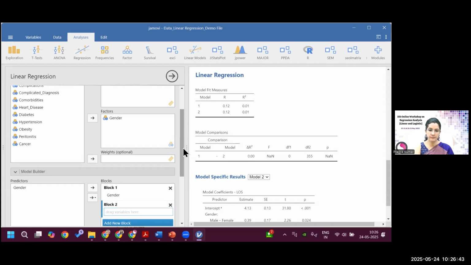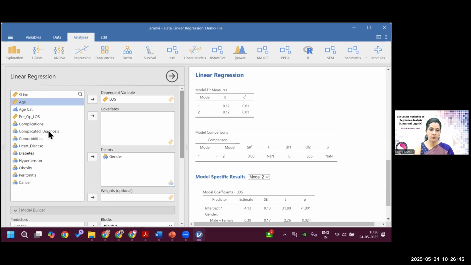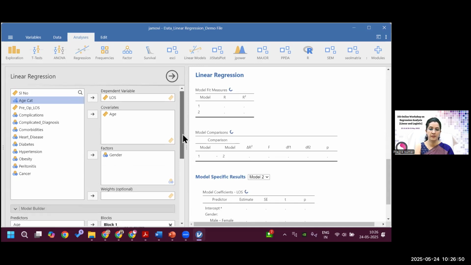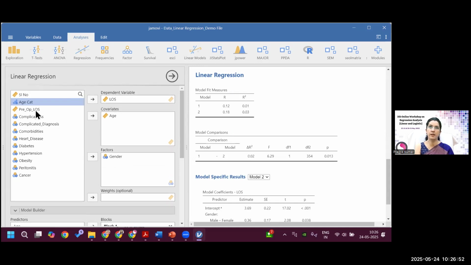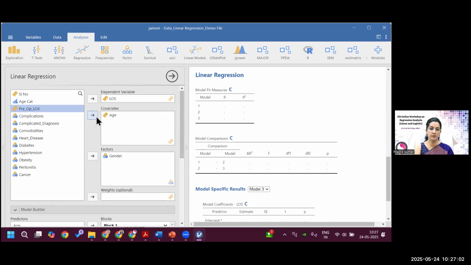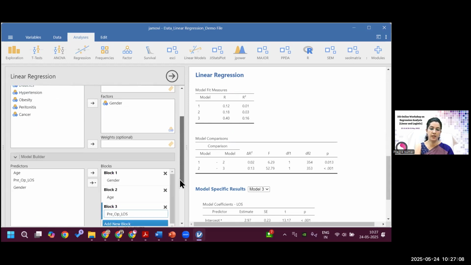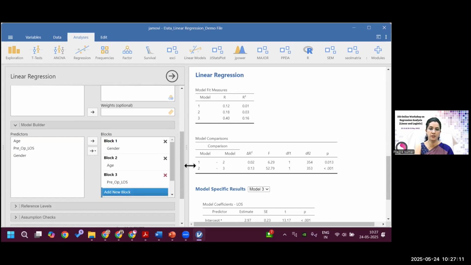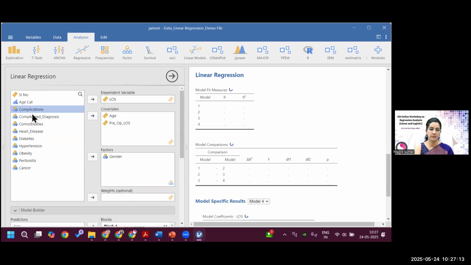And then in block 2, you may enter the age. Let's say I have entered age. Then if this pre-op LOS was significant, and I want to have this pre-op LOS, I'll again add a new block. And then this pre-op LOS will come here. Complicated diagnosis, or complications, if I want to have complications, I'll again add a new block here. And I'll add these complications in the factors.